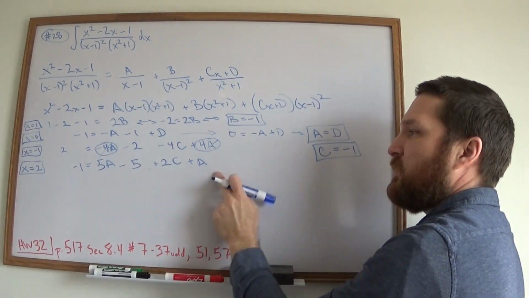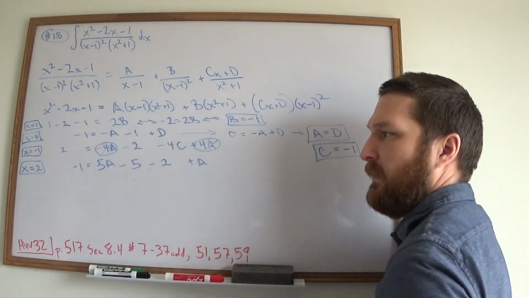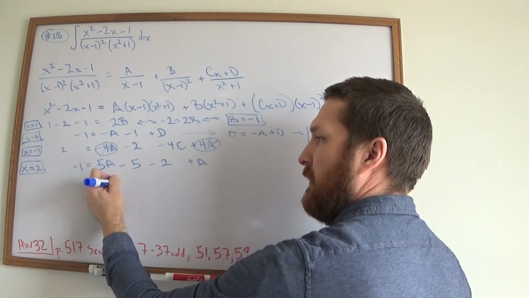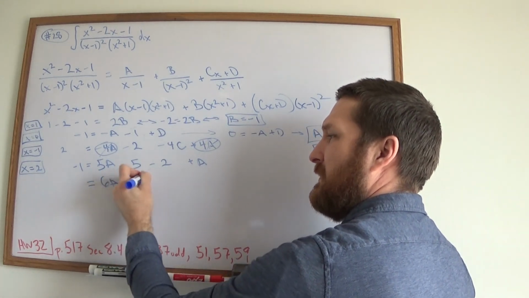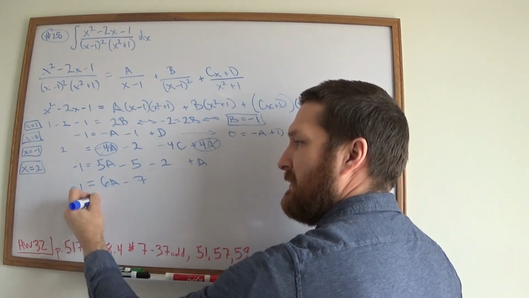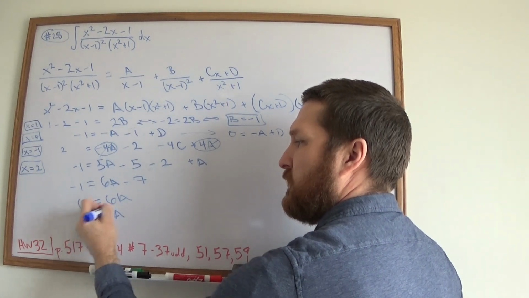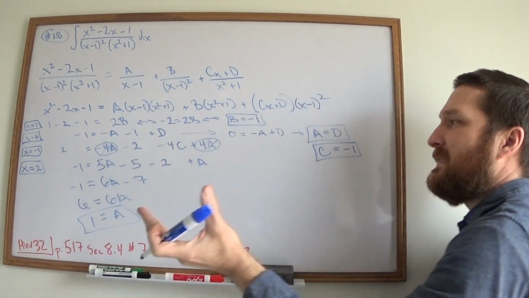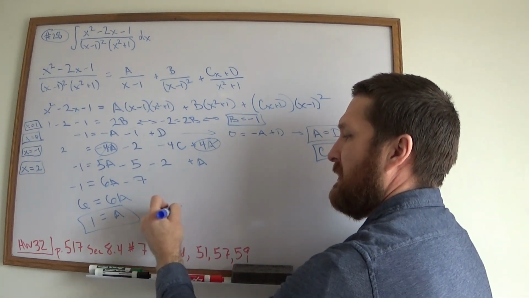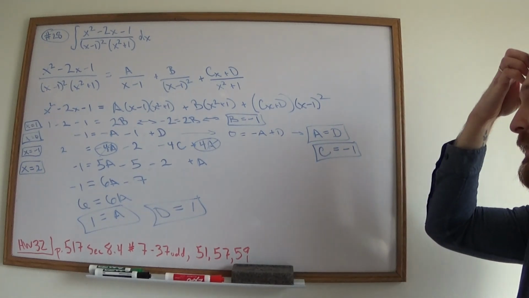So if that's minus 1, then this turns into a minus 2, like that. So that's 6 a's. That's minus 7, minus 1. So add that 6 over. I get positive 6 equals 6a, so a equals 1. The only thing left is d, but we know that a equals d. So d equals 1. Now, let's put everything back.